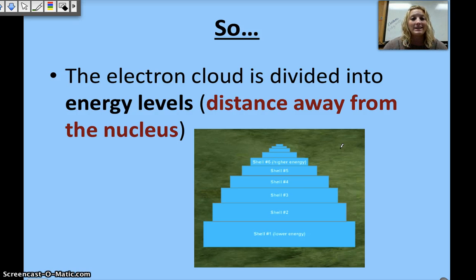So, the idea that I need you to remember, if you didn't get anything out of the last couple minutes, is that electron clouds are divided into energy levels. And for all energy levels, the level is the distance away from the nucleus. So energy level 1, energy level 2, 3, as it gets further away from the nucleus, more energy. More energy, less energy.